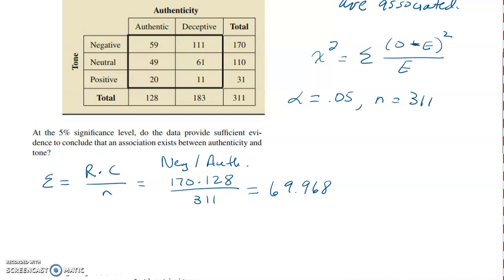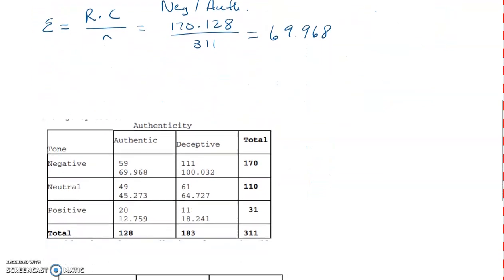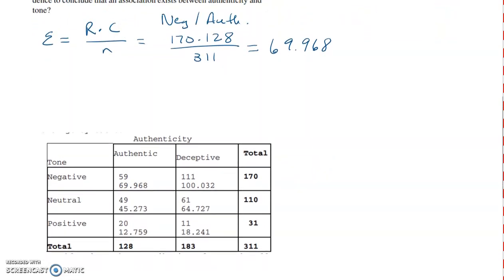Our observed value is 59. The expected value is 69.968. You will need to do that for the 6 numbers within this bold box. So if I scroll down, you see that this is done for you. We have the expected number on top and the observed value underneath for each. You can always pause, try to find the rest on your own, and make sure you're getting the correct numbers.